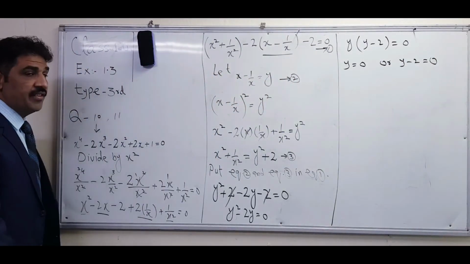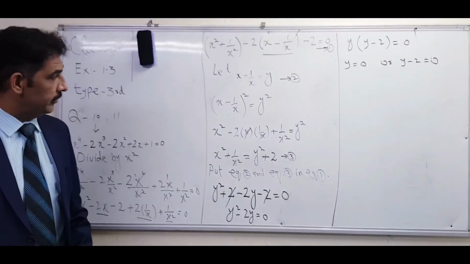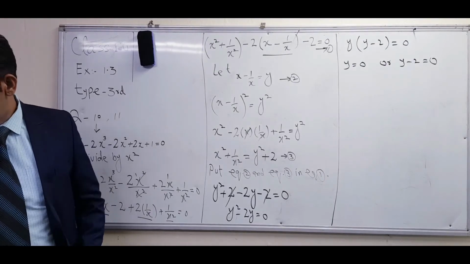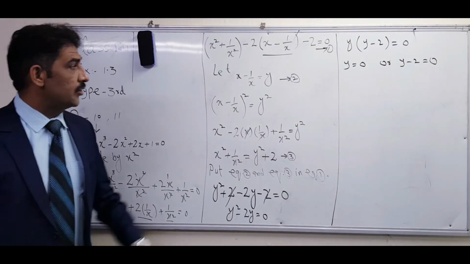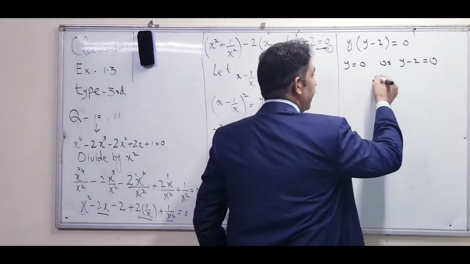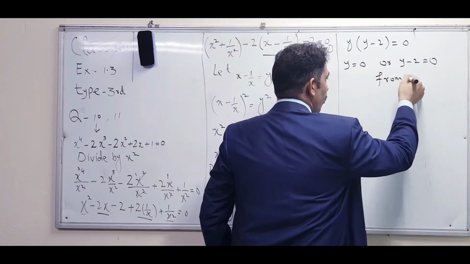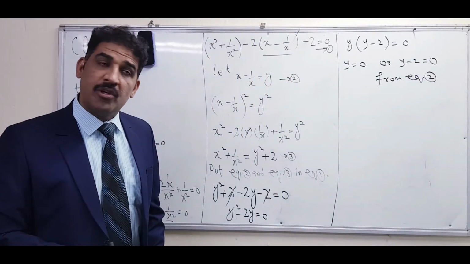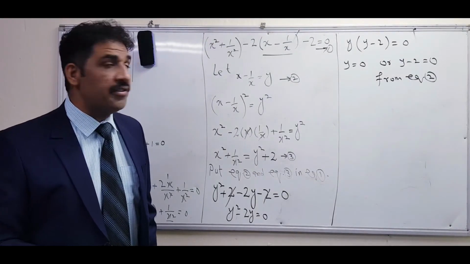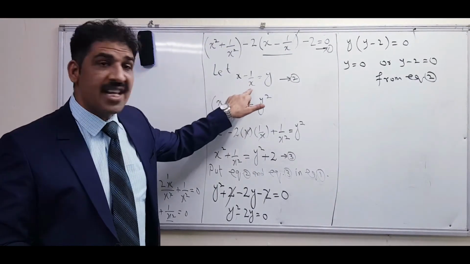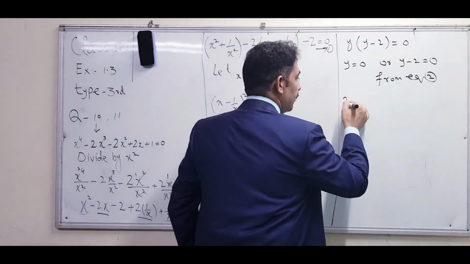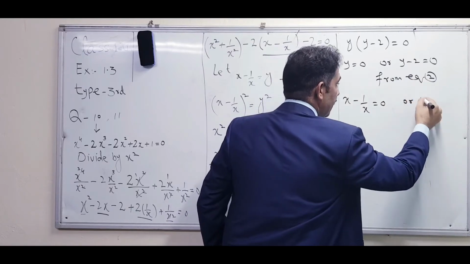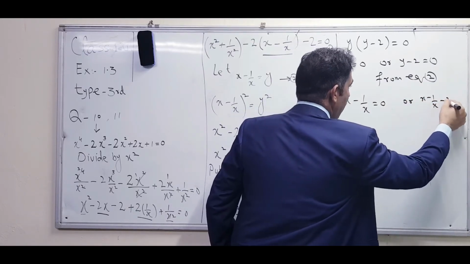When you have to find this value, what will we do? Come back here. It means that we have to shift our question again in terms of x. So from equation 2, put the value of y from equation 2, x minus 1 over x. So x minus 1 over x is equal to 0, or x minus 1 over x minus 2 is equal to 0.